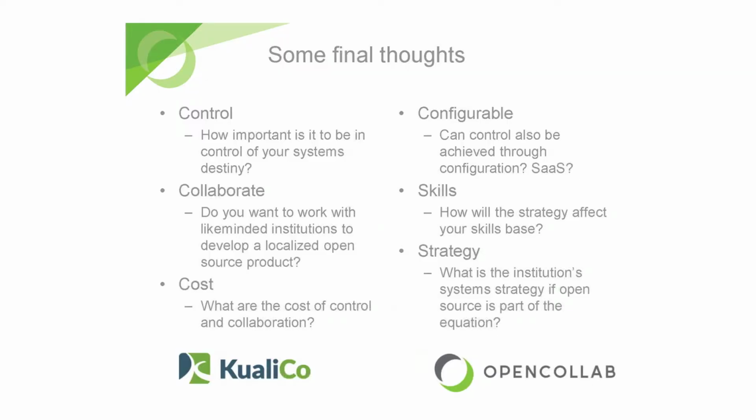And what are the costs of control and collaboration? Because there is still a cost. Even if you can get it downloaded free, there will be a cost. You can take my word for it. Configurable, let's look at that. Can we achieve control through configuration?